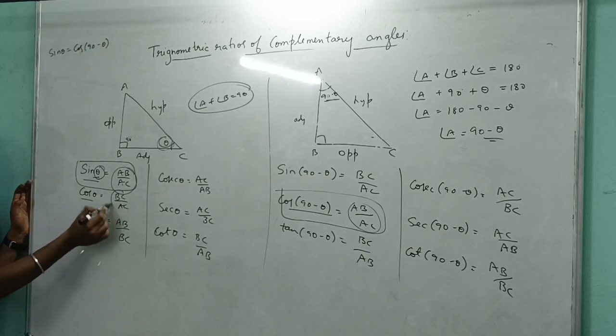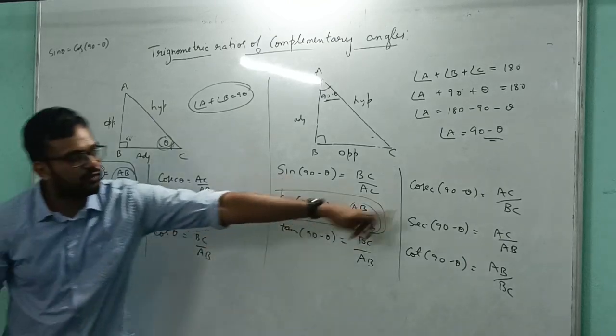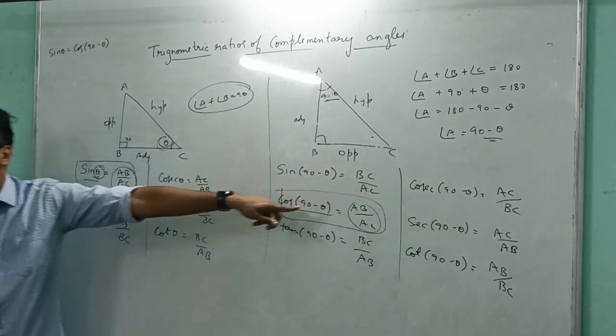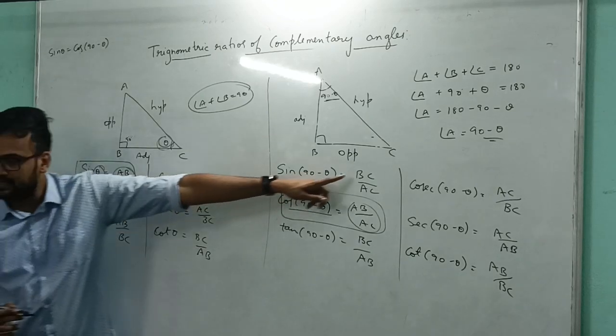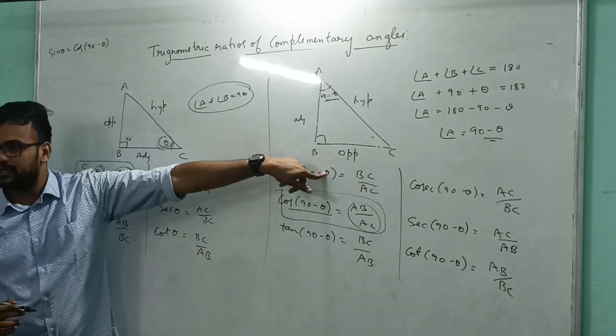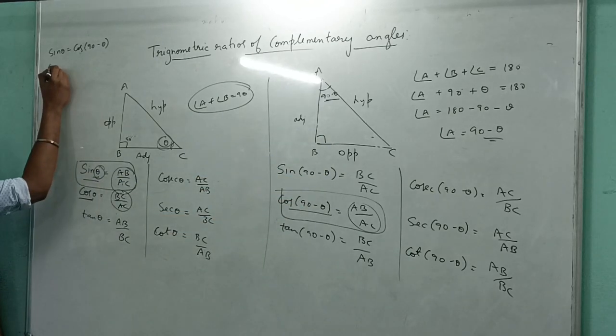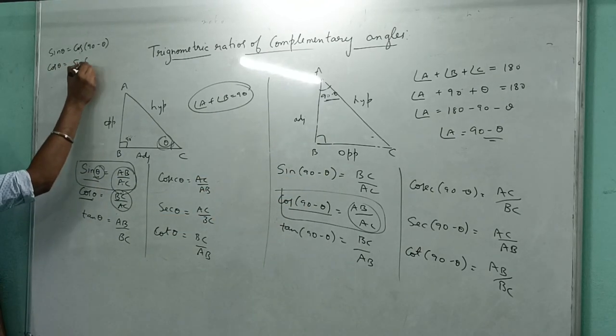Here cos theta is equal to BC by AC. Where do you get BC by AC here? Here BC by AC is for cos theta. Here where do you have BC by AC? Sin 90 minus theta. Correct. So can I tell cos theta is equal to sin 90 minus theta?